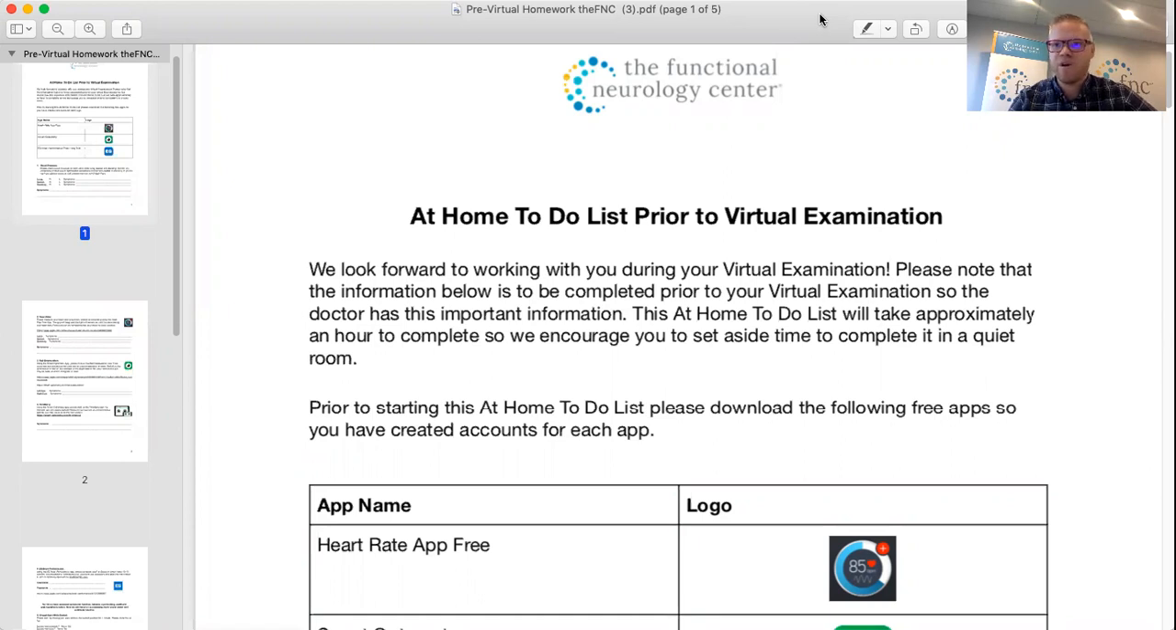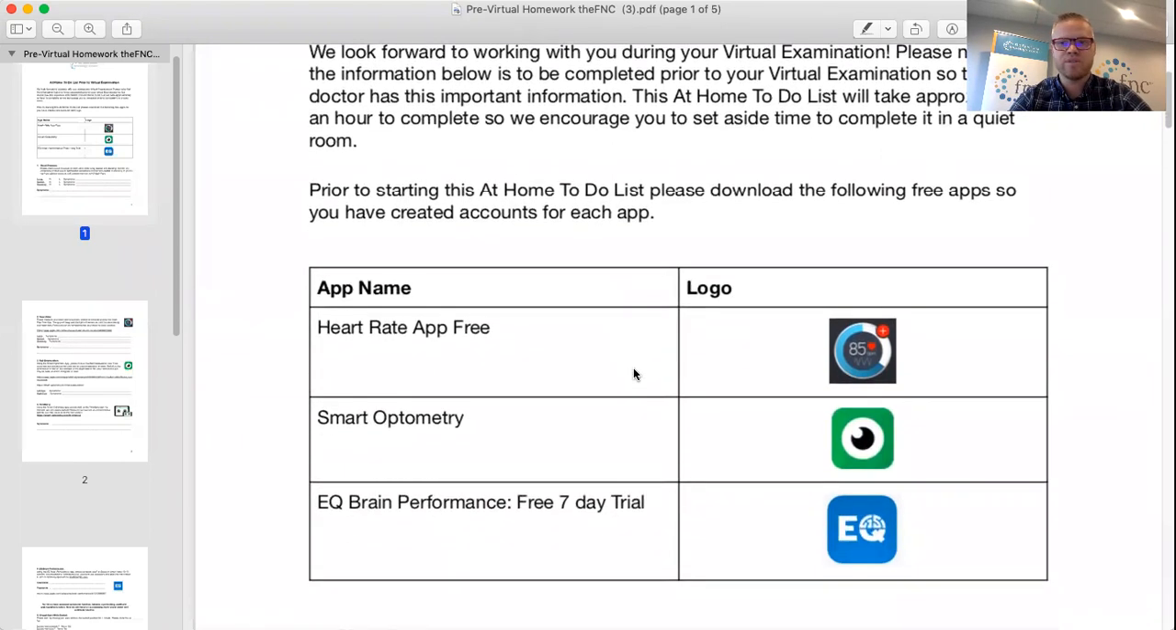As a part of our Technologies in TBI mini-series, I'm going to be talking about just some simple tools that you can use at home to start assessing yourself to get a better idea of what areas of your brain could be malfunctioning or not doing what they need to do. So here we go. This is just an at-home to-do list, some simple things that you can do, and there's some apps that you'll need.